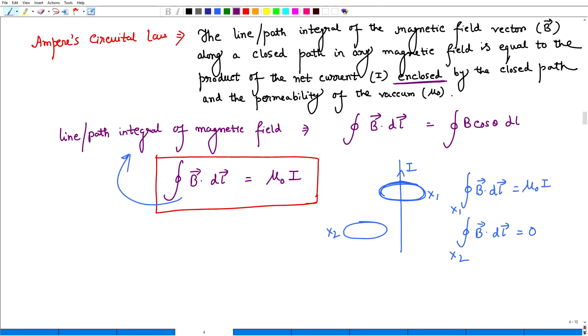So now let's say there are multiple wires, because here is another most important part, that is net. Net means the total current. Let's say there are more than one wire, like this is any circular loop.